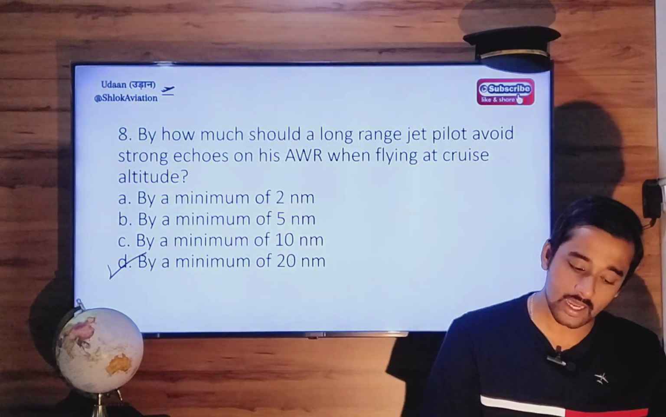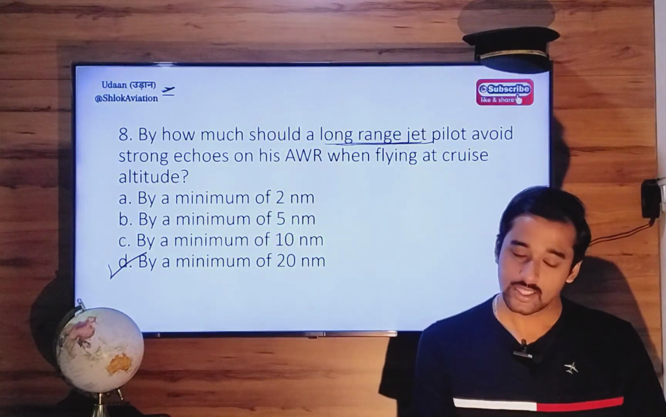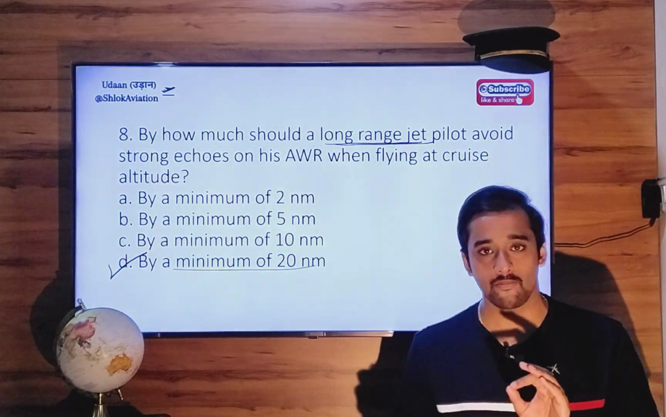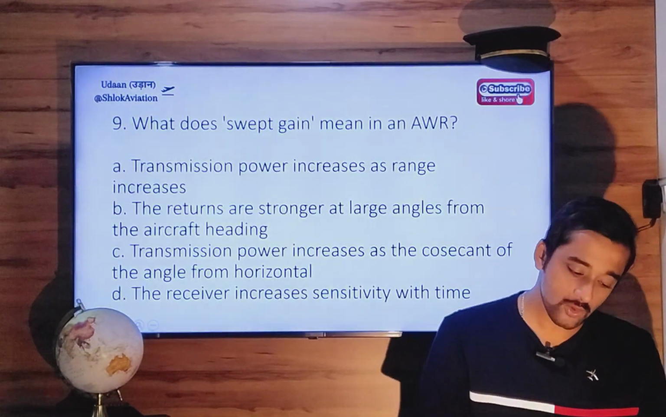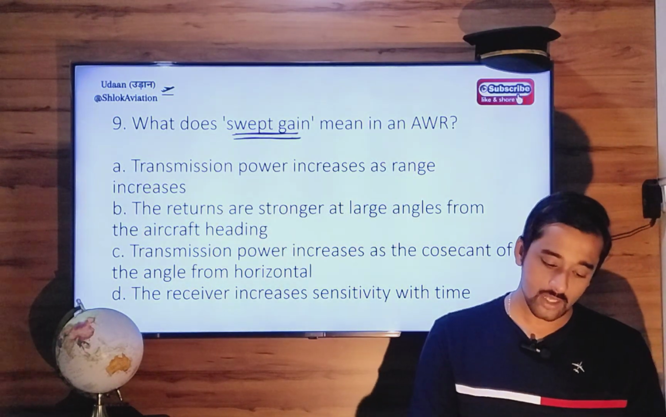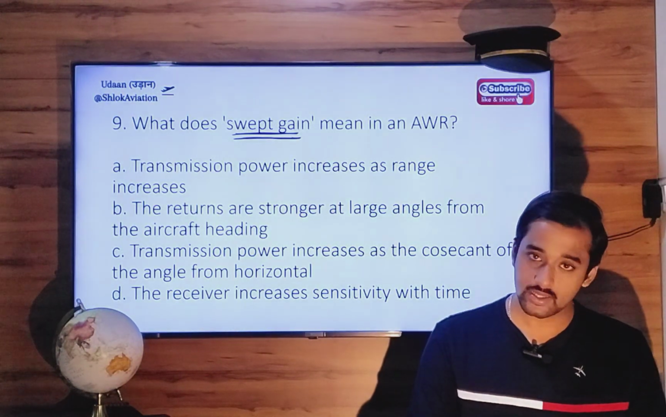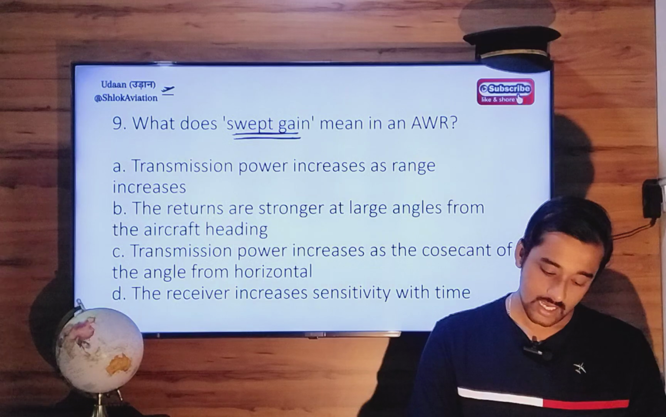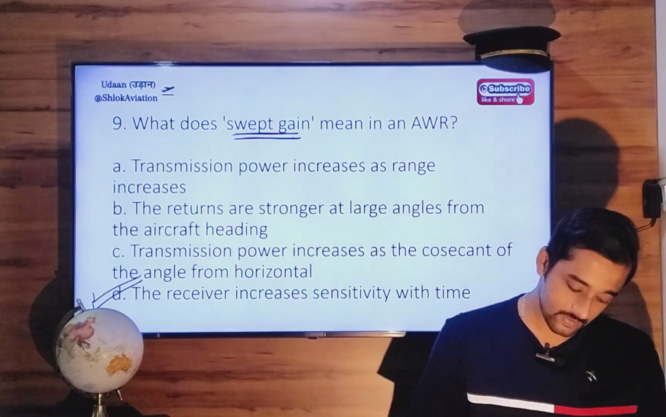We all know that long range jet aircraft will fly at a cruising altitude above 30,000 feet, so the distance by which you have to avoid these airborne weather radar returns will be a minimum of 20 miles or more. Question number 9. What does swept gain mean in an airborne weather radar? Transmission power increases as range increases. The returns are stronger at large angles. Transmission power increases as cosec of the angle from horizontal. Receiver increases sensitivity with time. So the correct option is option delta.